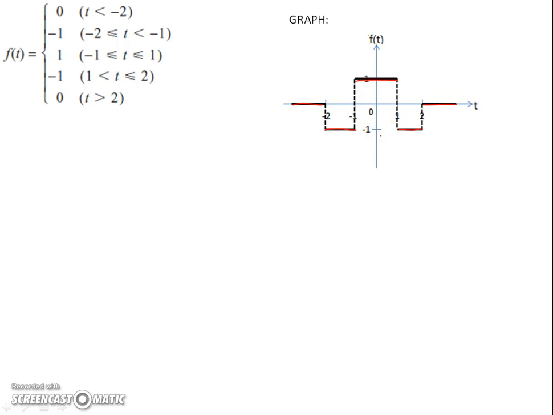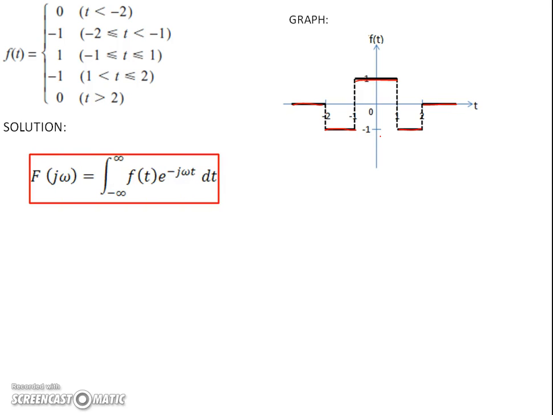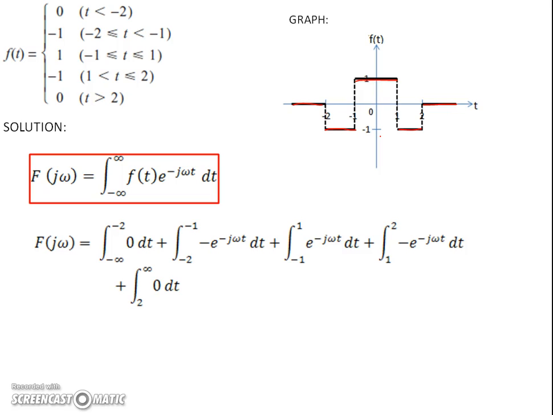So to solve the Fourier transform, the general solution would be the same as before, that is F(j omega) is the integral from -infinity to infinity of f(t) exponential -j omega t dt. So we have to identify each f(t) and boundary.